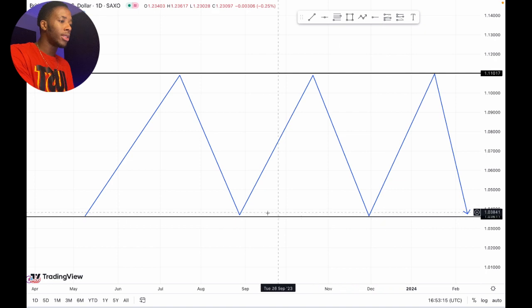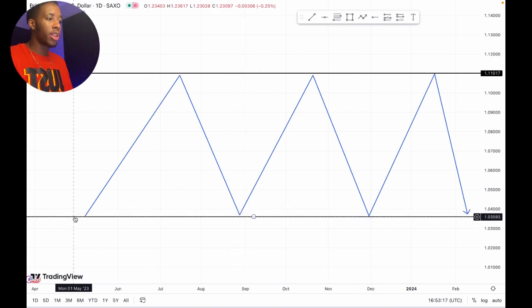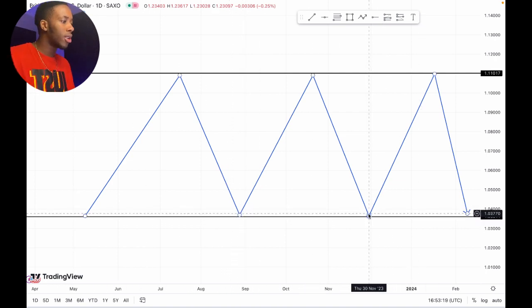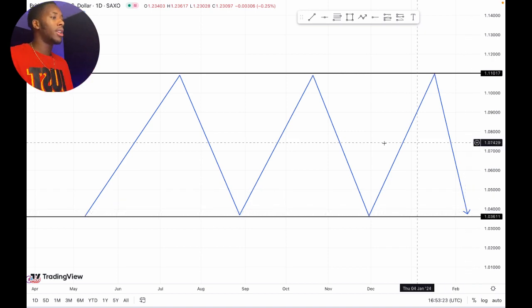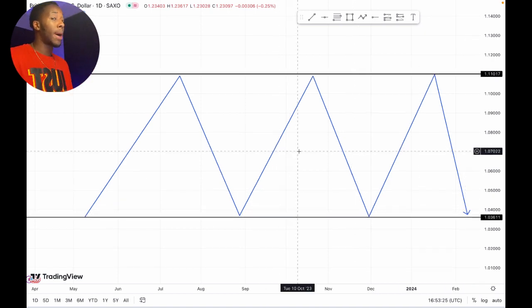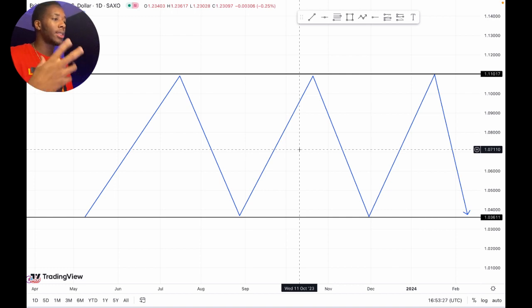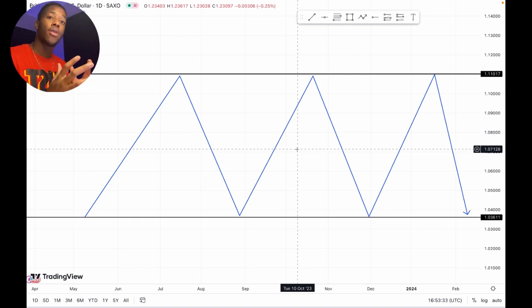Same story for here. There's a point here, there's a point here. As soon as it comes here, you buy. Same story. As soon as it comes here, you buy again. But support and resistance are very important when they are used with trends. They're very useful when you use them with trends. So what do I mean by that?